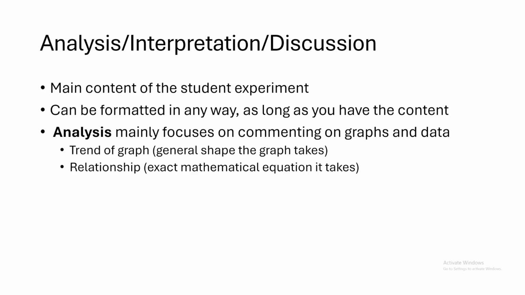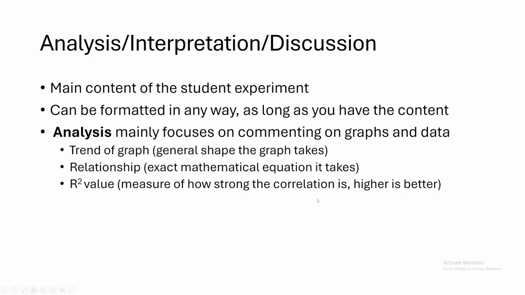So if it's a positive linear, like it's going up from the left to the right, you'll say it has a positive trend. You won't say that it has a relationship of y equals 2x, because that's the relationship, the exact mathematical equation. This is good advice for data tests as well. Trends are the general shape, relationships are the exact equation. I'm sure you've already had your data test, but if anyone's in year 11 here, it's good advice.